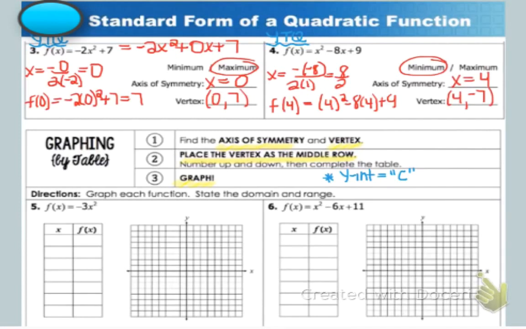So number 5, the function is f of x equals negative 3x squared. Step 1 was to find the axis of symmetry. To find it, we're going to use our little formula, x equals the opposite of b over 2a. Notice again, we don't have a b, so it would be the opposite of 0 over 2 times negative 3, which is clearly just going to equal 0. So the axis of symmetry is x equals 0.